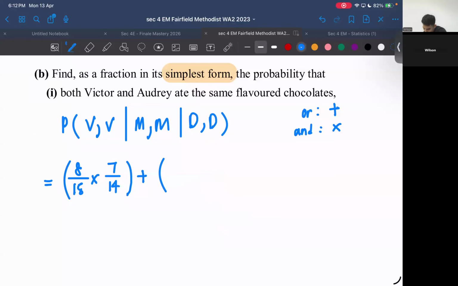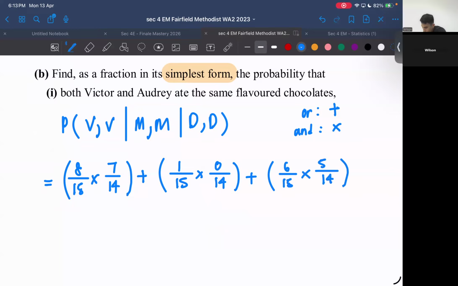For me, I'm just going to write it down so that you can see. This is 1 out of 15 multiplied by 0 out of 14, plus my dark over here, which is 6 out of 15 multiplied by 5 over 14. Very good, Kira. Thank you very much for giving us the combination. Can you all put it in your calculator? What do you all get for this? Let's get Davina to give us the answer, and we correct our answer to Davina's.